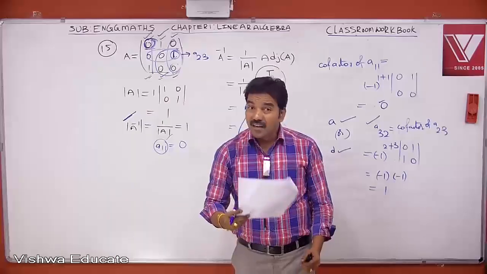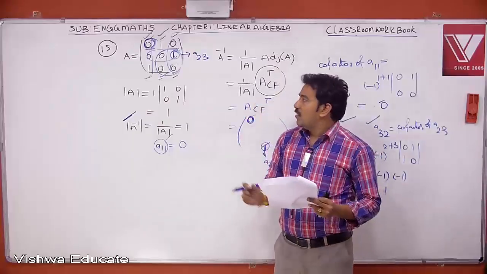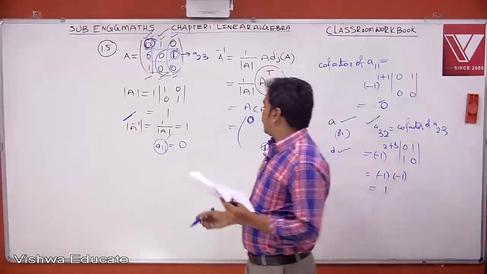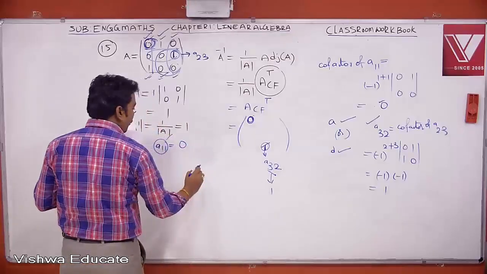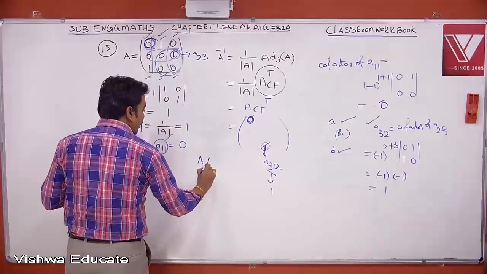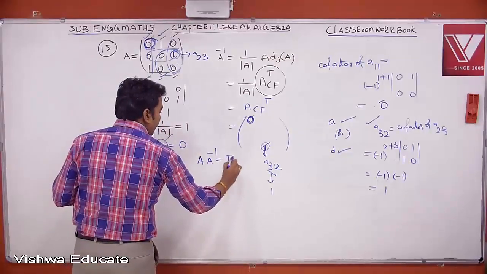This is one way, and there is another way. One simple way is to apply the definition. What is the definition of an invertible matrix or inverse? Like this. When you multiply A with A inverse, you will get I.